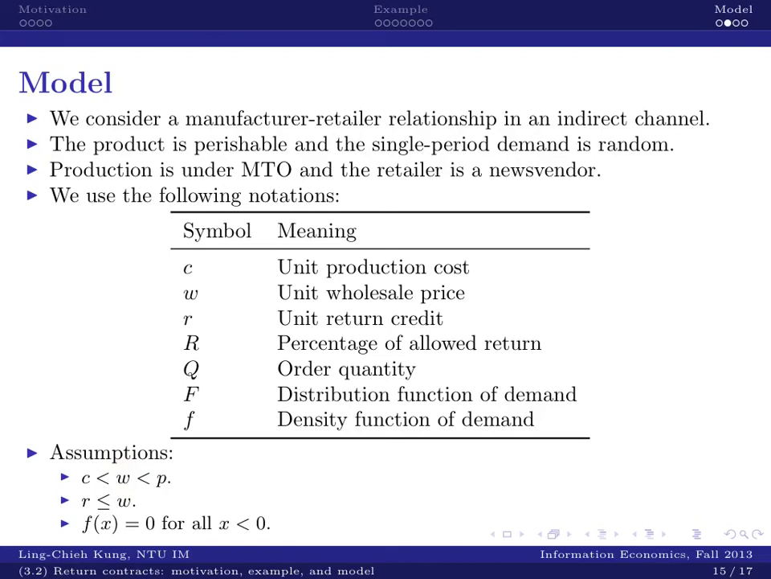Okay? We are going to assume that the return credit cannot be higher than the wholesale price. And this is something we really need, because if r is greater than w, as a retailer, what will you do? You're going to order 1 million units, because after you pay the wholesale price, you can sell all of them back and get something more. Okay, so that's why we need the return credit to be less than or equal to the wholesale price. And finally, we assume demand is non-negative.